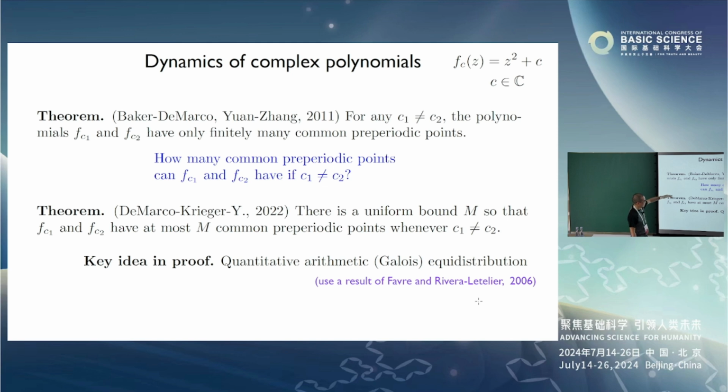the answer for this question is, okay, there is a uniform bound M such that f_C1 and f_C2 have at most M common preperiodic points when C1 is not equal to C2. So essentially it means that you can find finitely many points that will determine the dynamics of f_C, right? The key idea in the proof is the quantitative arithmetic equidistribution. We use the result of Favre and Rivera-Letelier here.